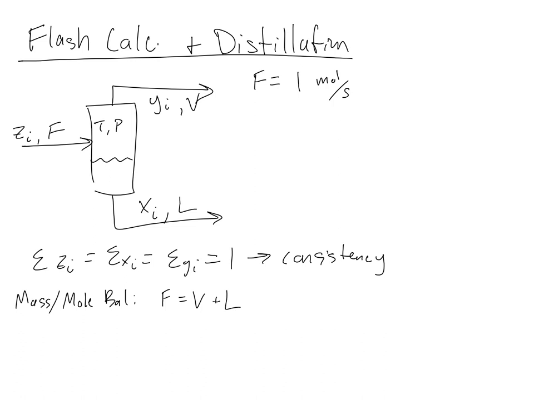We have a total mole balance. In this case, F is equal to V plus L: the feed flow rate is equal to how much leaves in the vapor phase plus how much leaves in the liquid. It's a steady state process, no accumulation of material in the system.